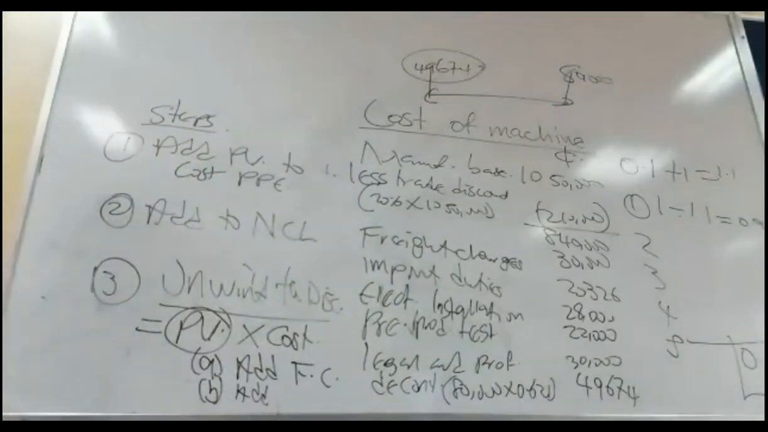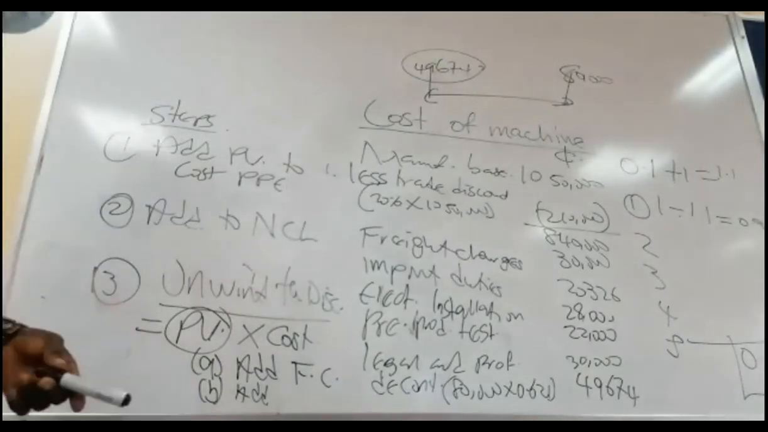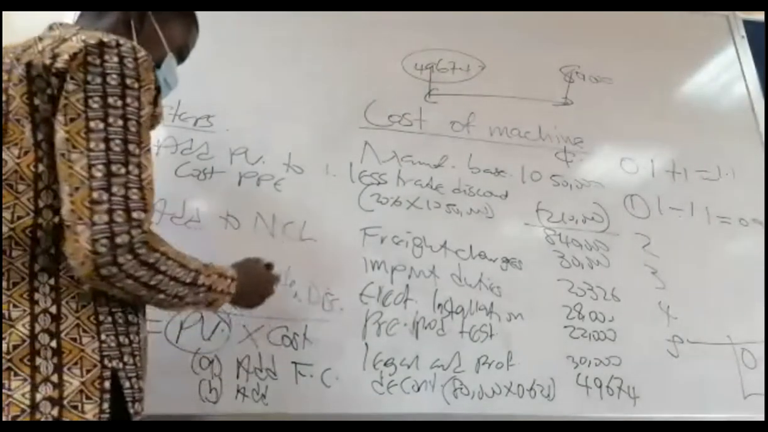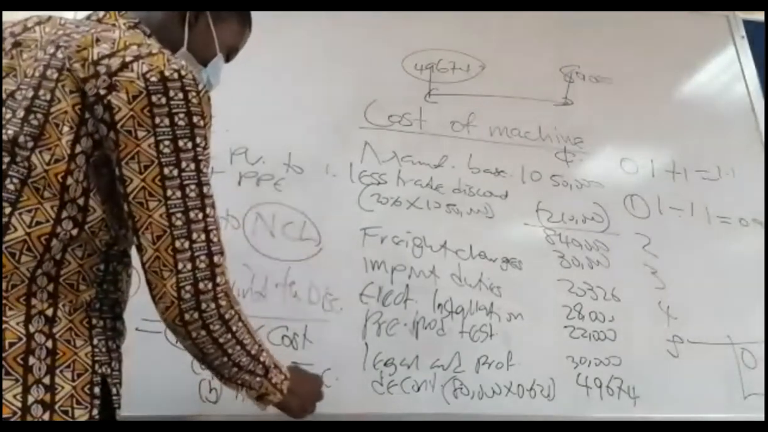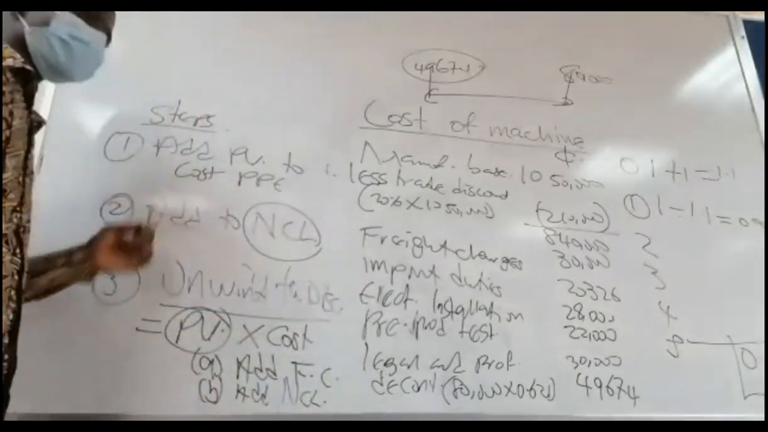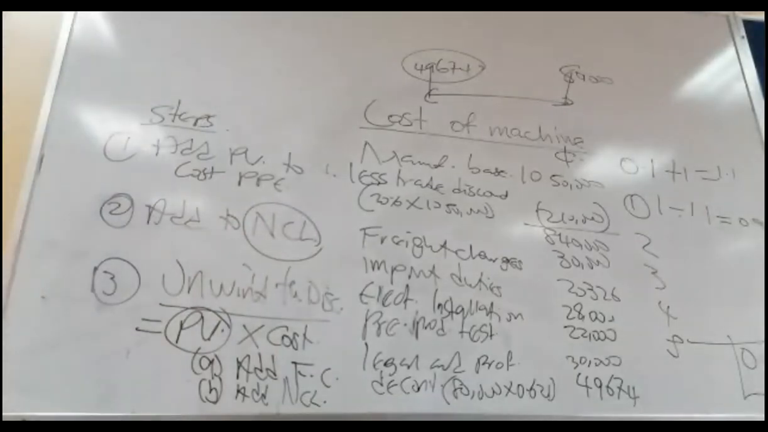Add it to the liability at start. So add it to fact. Add it to the non-current liability. That's all. So these are the 3-step approach for dismantle cost.